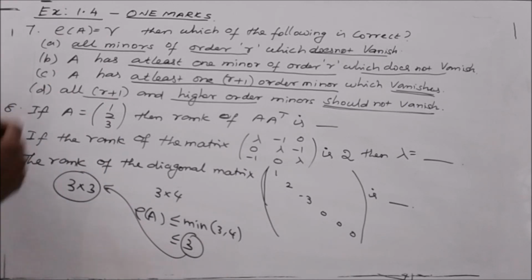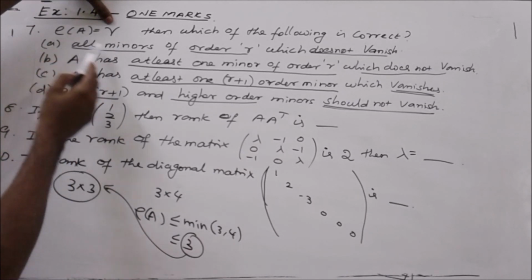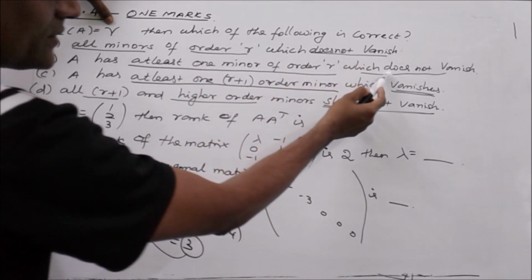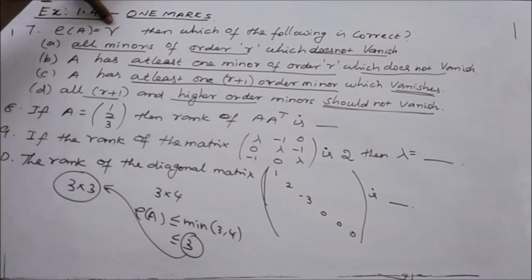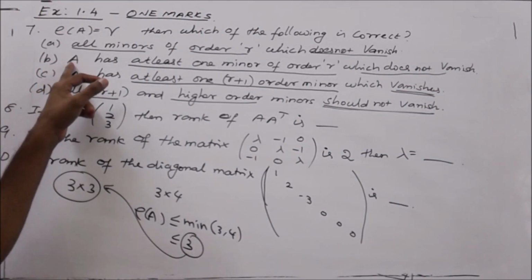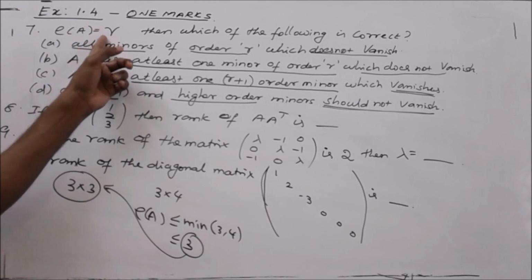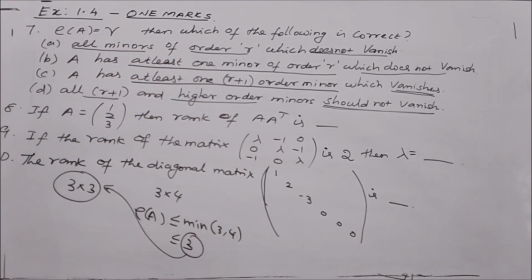So in that case, the rank of A is R, and A has at least one minor of order R which does not vanish. One minor of order R which does not vanish. That is very important. So the other 3 cases are wrong. The B option is the correct one: A has at least one minor of order R which does not vanish. Therefore, A has rank R. Right. Now we move to the 8th question.